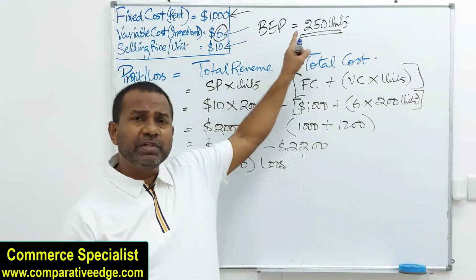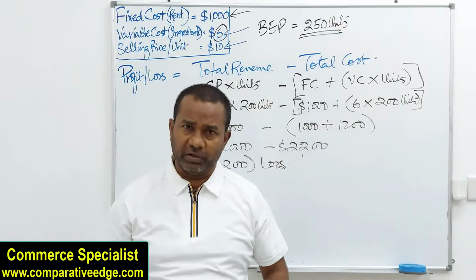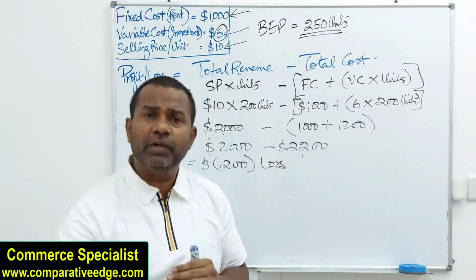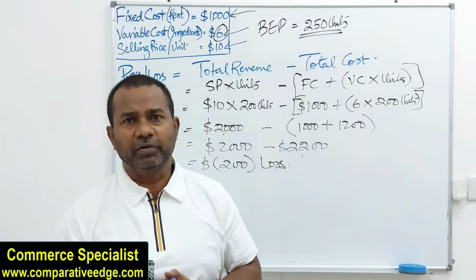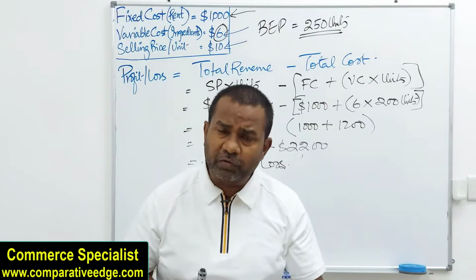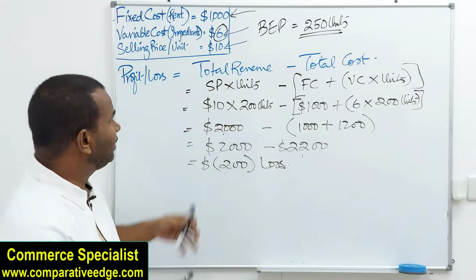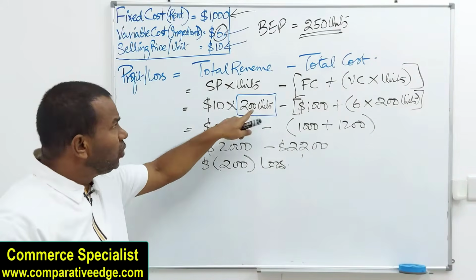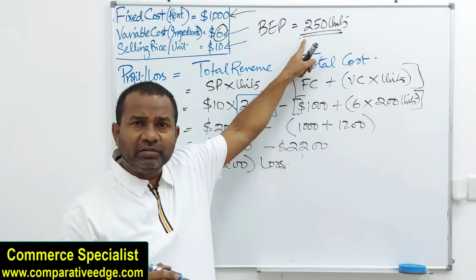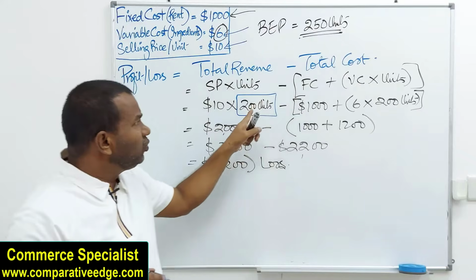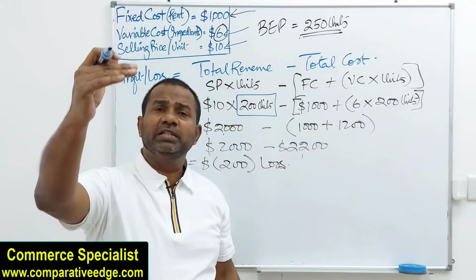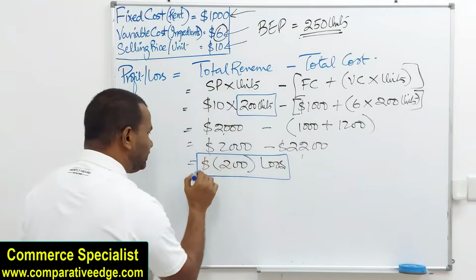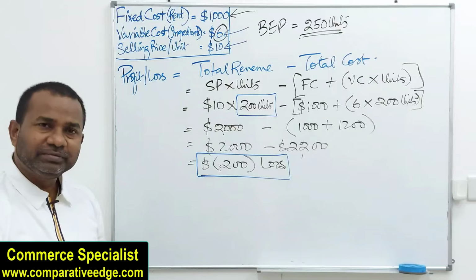We discussed that the business will break even at 250 units. If the business sells more than 250 units, they're making a profit. If they're selling less than 250 units, they're going into a loss. Have a look at this. We assume that the business is making and selling 200 units. 200 is less than the break-even point. They're selling not 250 but 200. Because their sales are below the break-even level, they are incurring a loss.